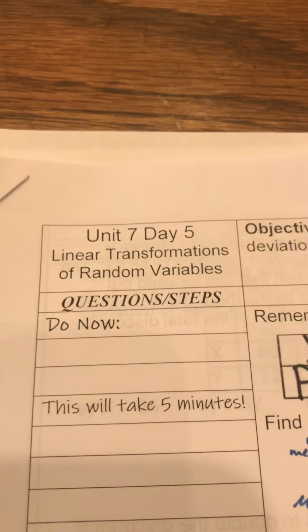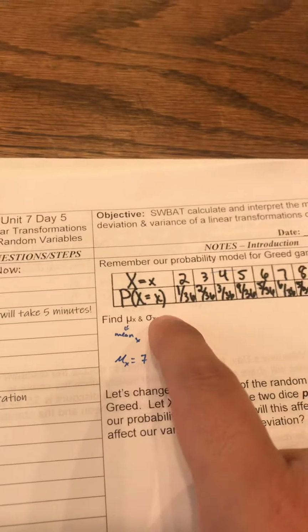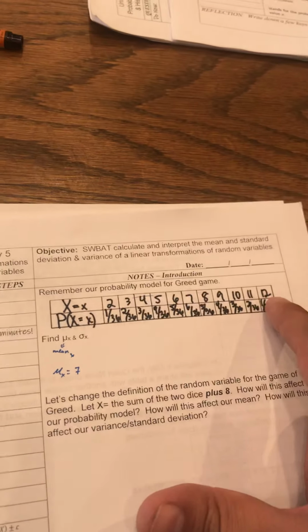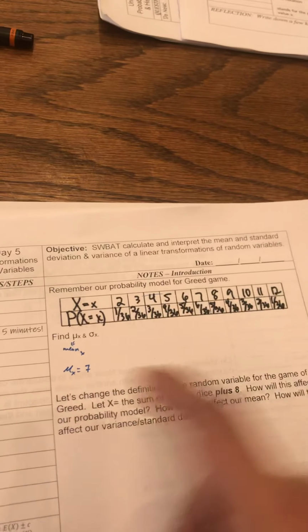So again, Unit 7, Day 5, Part 2. Okay, so we just went over the mean, right? Basically, add up all the numbers and divide by how many numbers you have. You should have got 7.